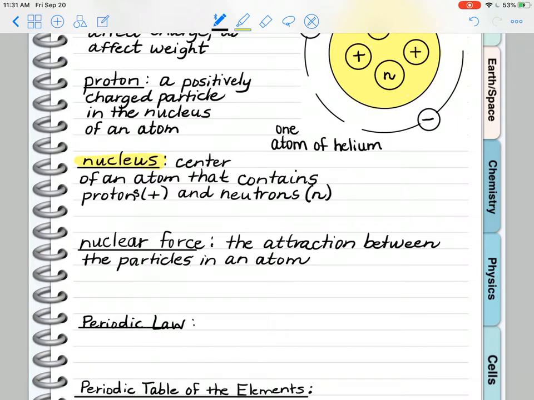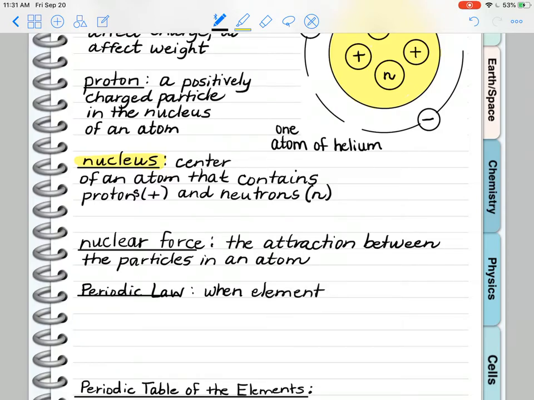Okay, periodic law. This one's a little tough to describe, so we'll get it written down. Don't fret about it too much. But this one says when elements, and remember those are our pure substances, are arranged in order by protons. And that's how they fit on that table. Hydrogen has 1, so it comes first. Helium has 2 protons, it comes second. They're arranged by the number of protons.